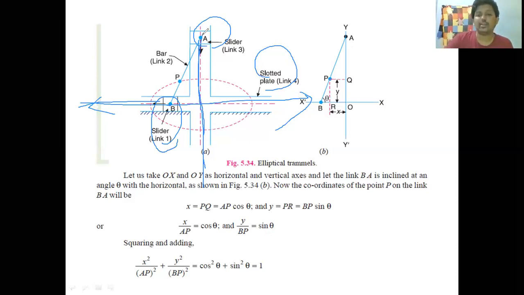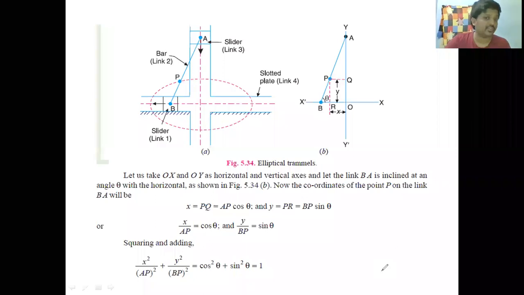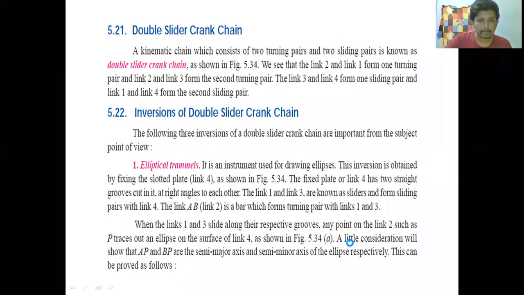But this elliptical trammel is actually meant for drawing an ellipse. Okay. Right. Link 4 has 2 straight grooves cut at right angles to each other. I think I have shown you the 2 right angles. 1 and 2, you have 2 grooves which are at right angles to each other. Links 1 and 3 are known as sliders. I showed you links 1 and 4, they are sliding relative to each other. And the link AB is a bar which forms a turning pair between 1 and 3.